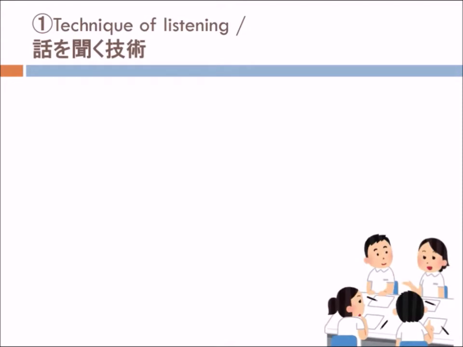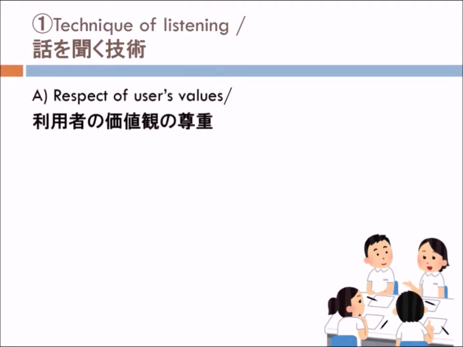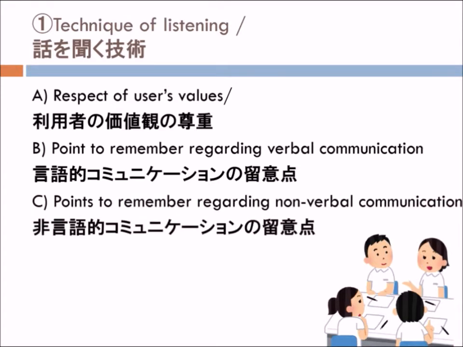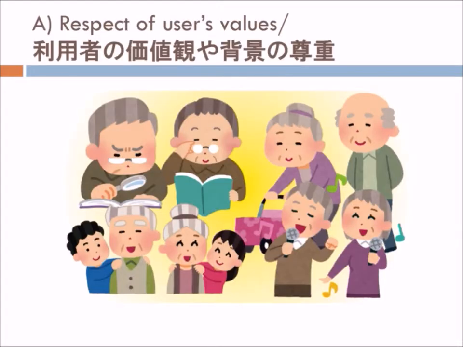Care workers communicate with users, their family members, and other specialists to support the better life of the users. In the topics of technique of listening, there are 3 parts. Respect of users' value. Points to remember regarding verbal communication. Points to remember regarding non-verbal communication. Respect of users' values. Each user has their own values based on the time and the environment the users have lived in. Care workers provide nursing care, respecting the feelings, thoughts, and values of the users.